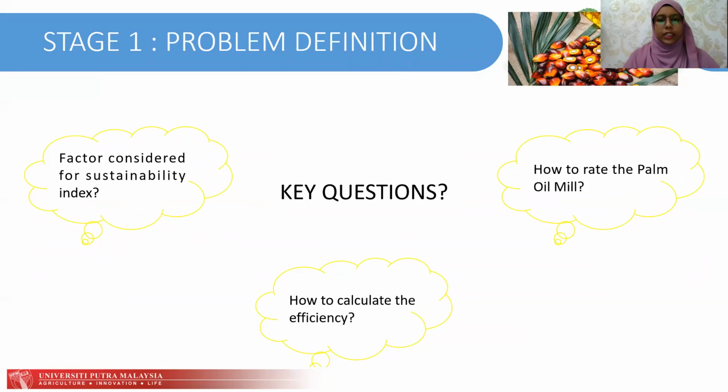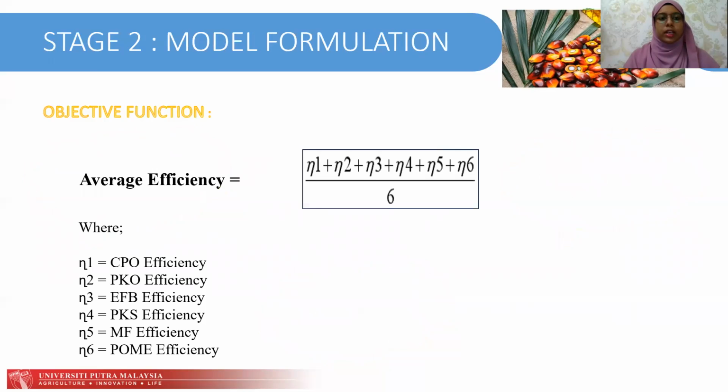So the several key questions that need to be answered are: what is the factor considered for sustainability index, how to calculate the efficiency, and how to rate the palm oil mill. So in stage 2 is the model formulation, where the objective function is to find the average efficiency, where the total efficiency, which is CPO efficiency, PKO efficiency, EFB efficiency, PKS efficiency, MF efficiency, and lastly POME efficiency, were summed up and divided by 6 to get the average efficiency.